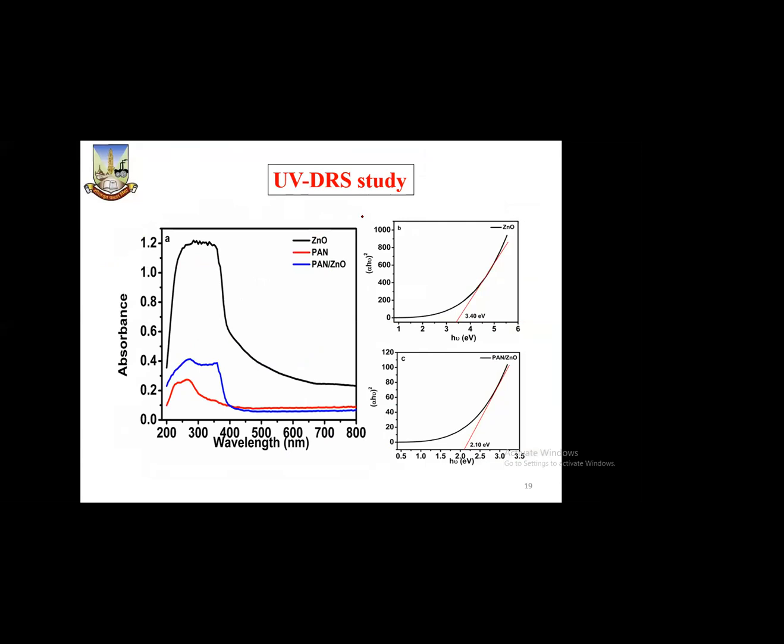This is the UV DRS study. This is with the help of UV spectroscopy under DRS mode. We are able to do the UV spectra for the solid material also. So here zinc oxide shows a band gap of 3.40 electron volt, while for PAN zinc oxide it comes to 2.10 electron volt.